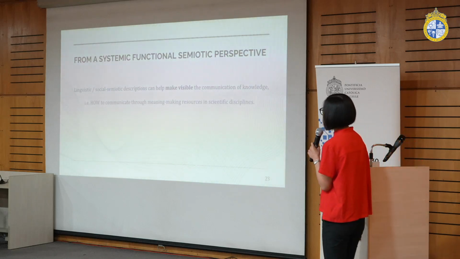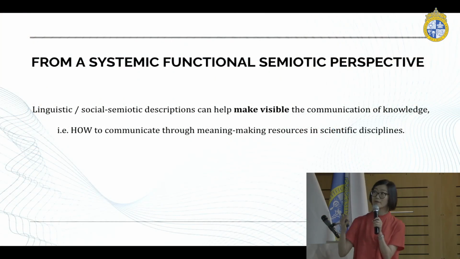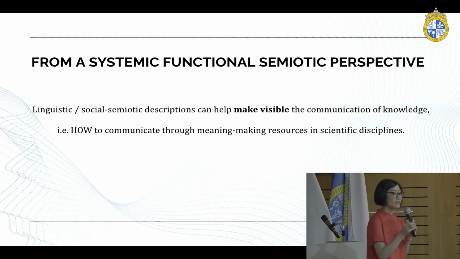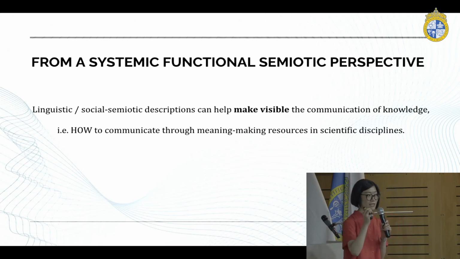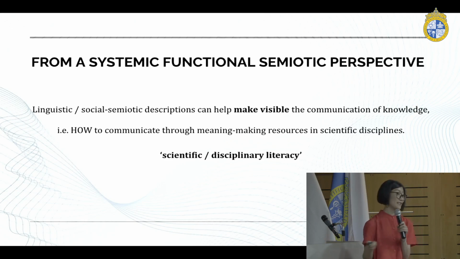Okay, so having a linguistic or social semiotic description is very important because it helps us make explicit. I think this word came up in the panel discussion, right? Making explicit and making visible the communication of knowledge. This is about how to communicate through meaning-making resources in scientific disciplines, right? And this is another way to say literacy, right? The scientific literacy, the literacy in biology, is not the same as literacy in mathematics. It's not the same as literacy in chemistry, right?